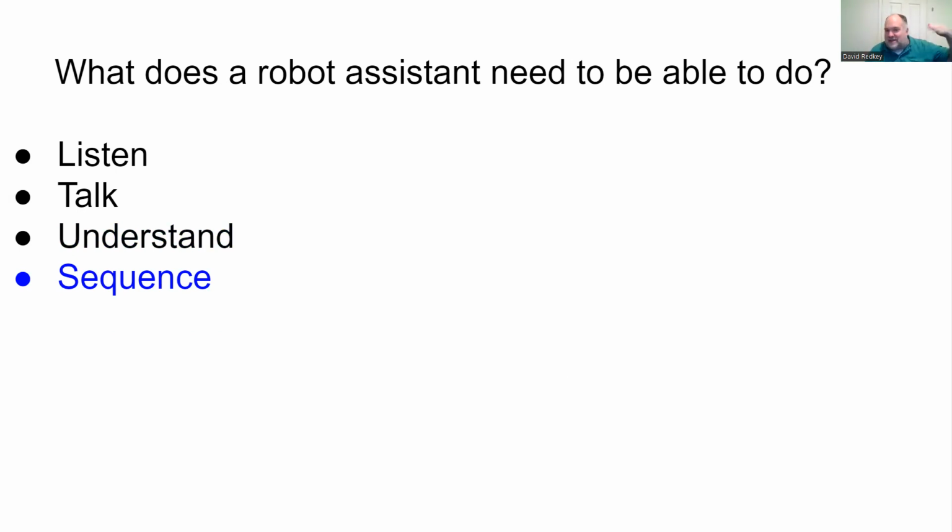It can't just keep executing the same step over and over again. It's got to be able to go through a list in order. Now, this is a pretty simple task for a human, but for a computer, you've got to build it so that it knows how to do this.